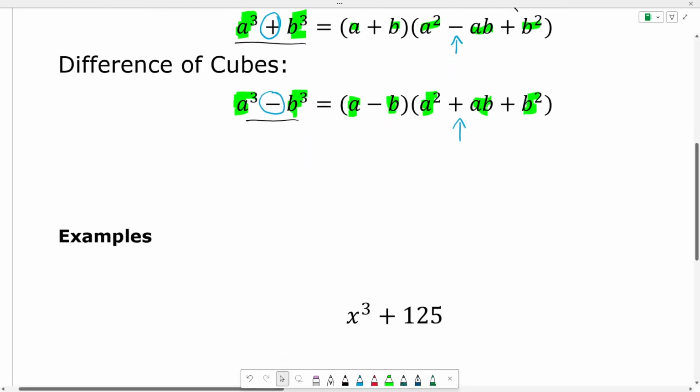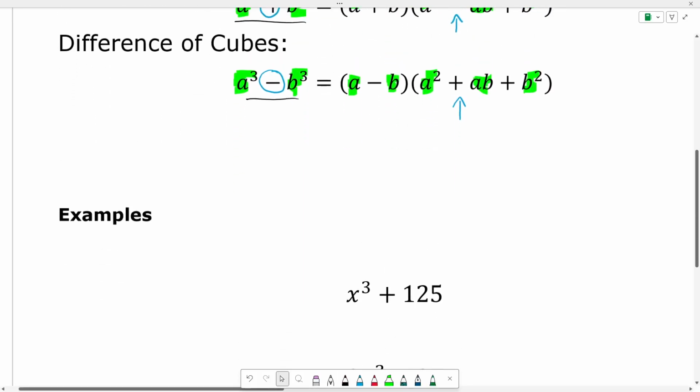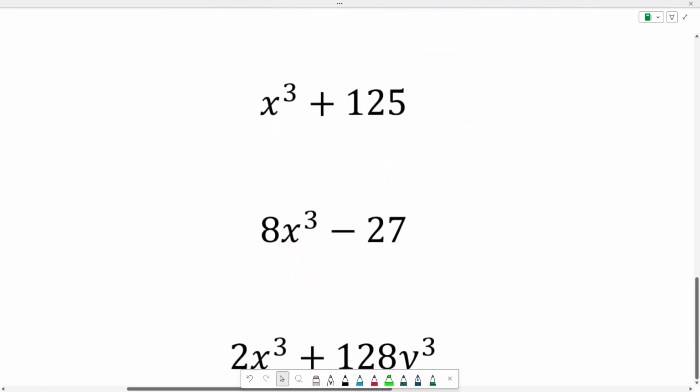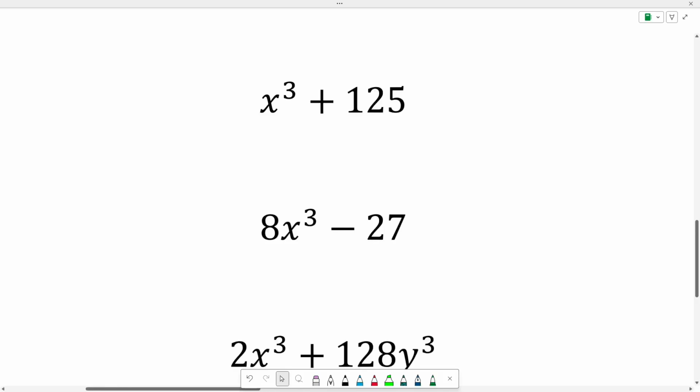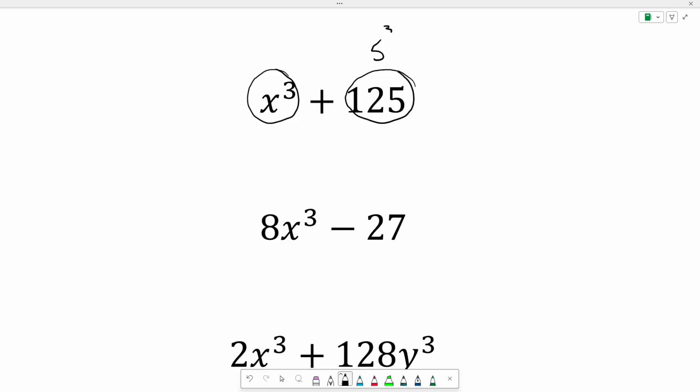So coming down here, looking at my first example, I have x cubed plus 125. So that's a perfect cube. This one's a perfect cube because it's 5 to the third power. So I'm going to put a set of parentheses here and another set here. First set is a binomial. The binomial is made up of the cube root of x cubed and the cube root of 5 to the third power, or 5 cubed.